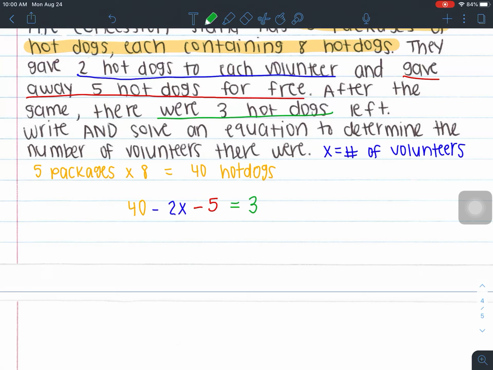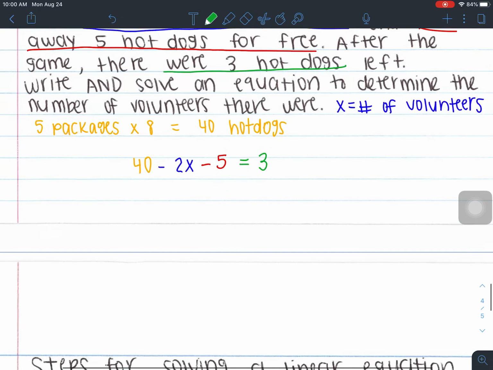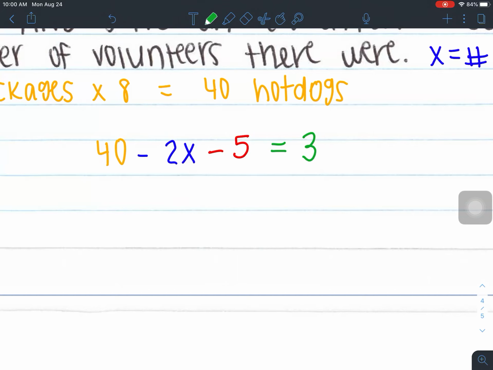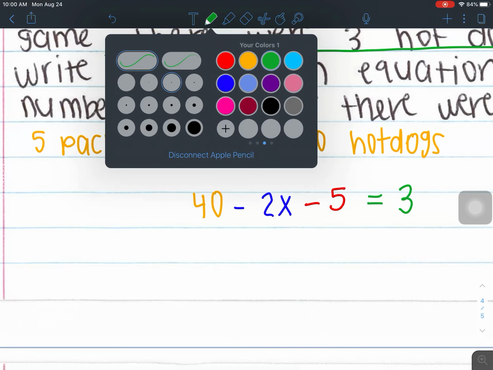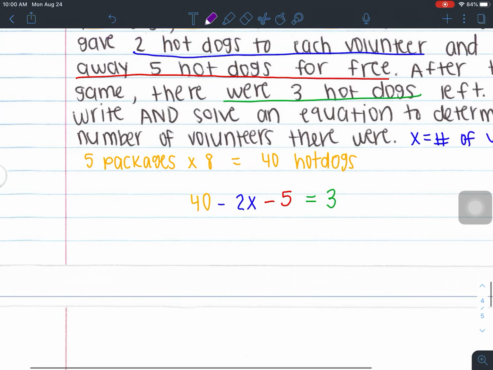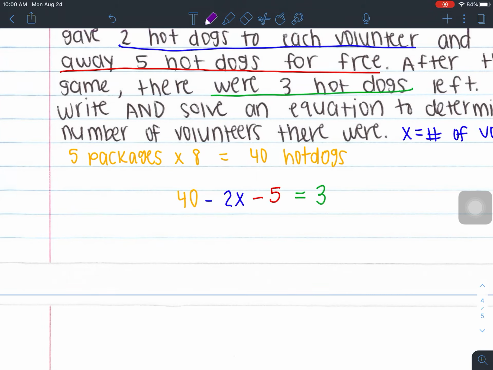So how do we get all this information? We start off with 40. You're giving away 2 to each volunteer. The reason why there's an X attached to the 2 is because we don't know how many volunteers, but we do know that there's 2 for each one. Then we're giving 5 for free. Not for each person, just in general, they gave 5 for free. And at the very end, you have 3 left. So this is going to be our general equation. This is our equation that we started off with. So this is part 1 of our answer because it wants us to write an equation and also solve it. So here's the equation.